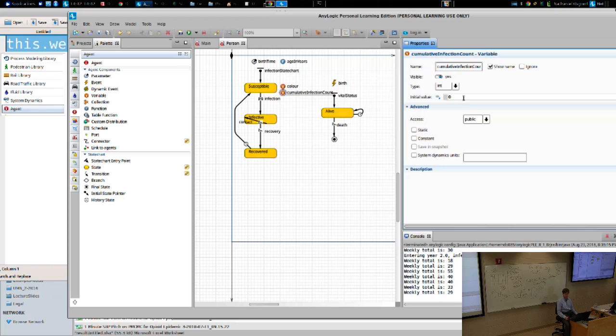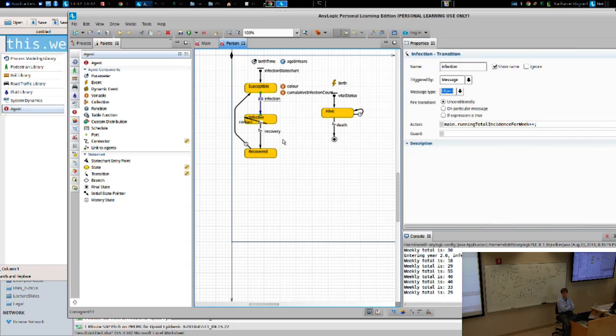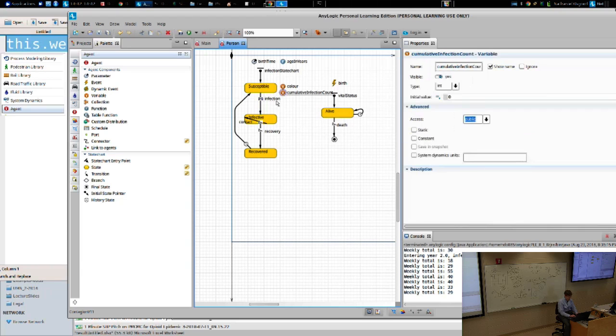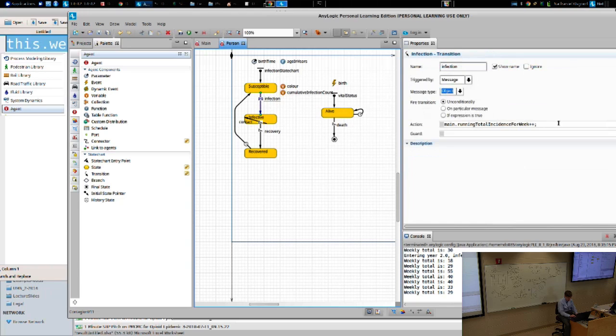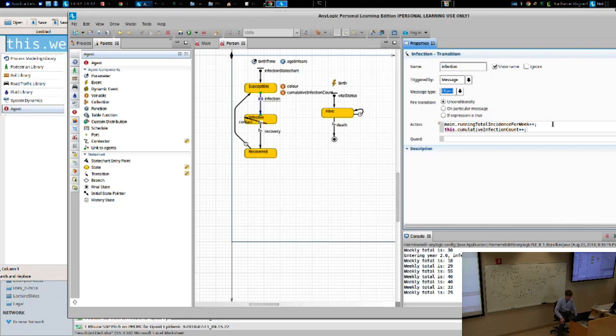We're going to keep track of the number of infections. Ladies and gentlemen, in the infection count, so where are we going to increment that? Anyone? At the point of infection, which is here. So what are we going to do? Can you tell me what to type? Okay. This dot, good. Cumulative infection count plus plus. We're going to increase the count for each person, the number of times they've gotten infected.